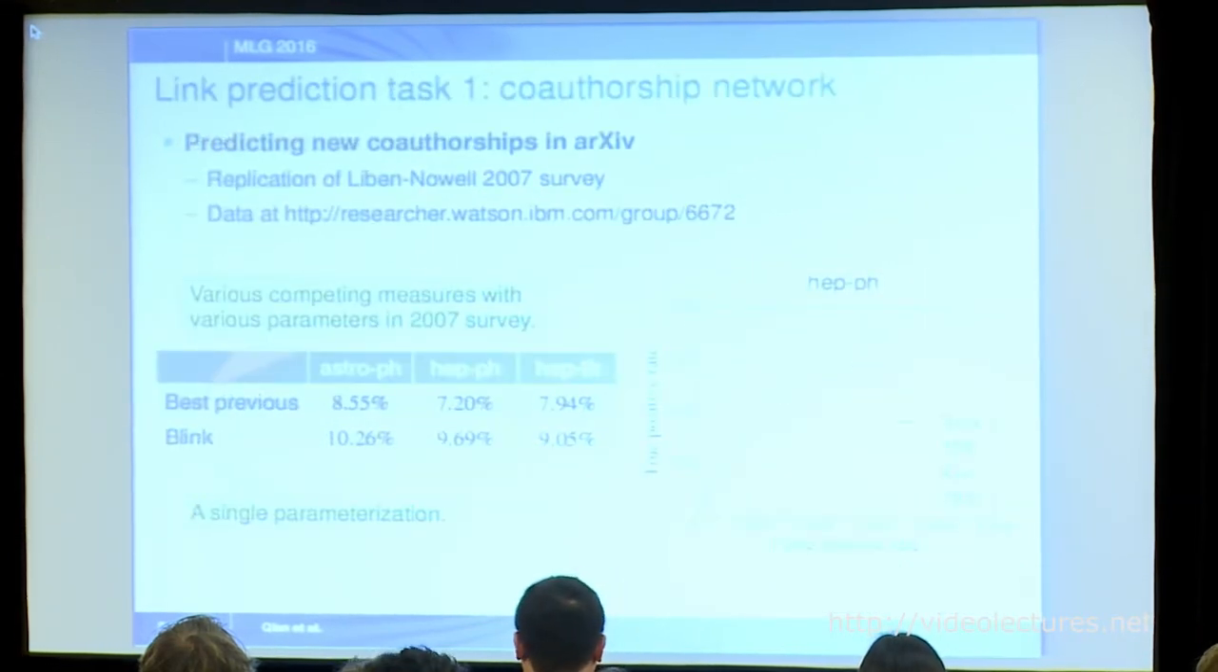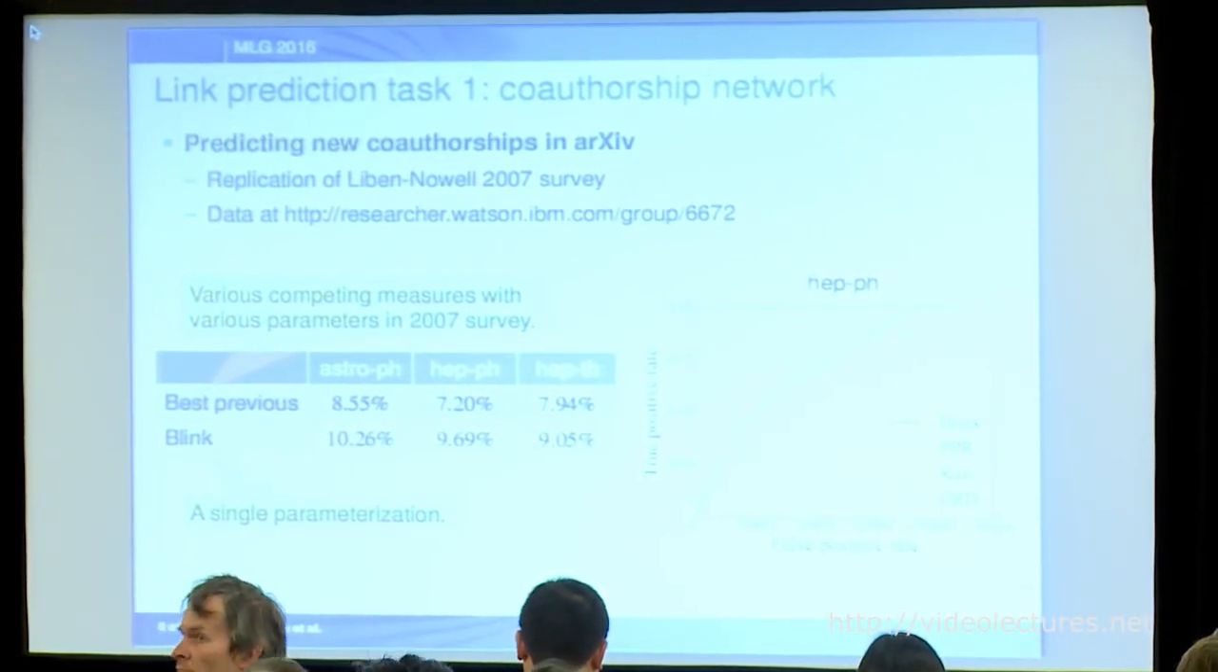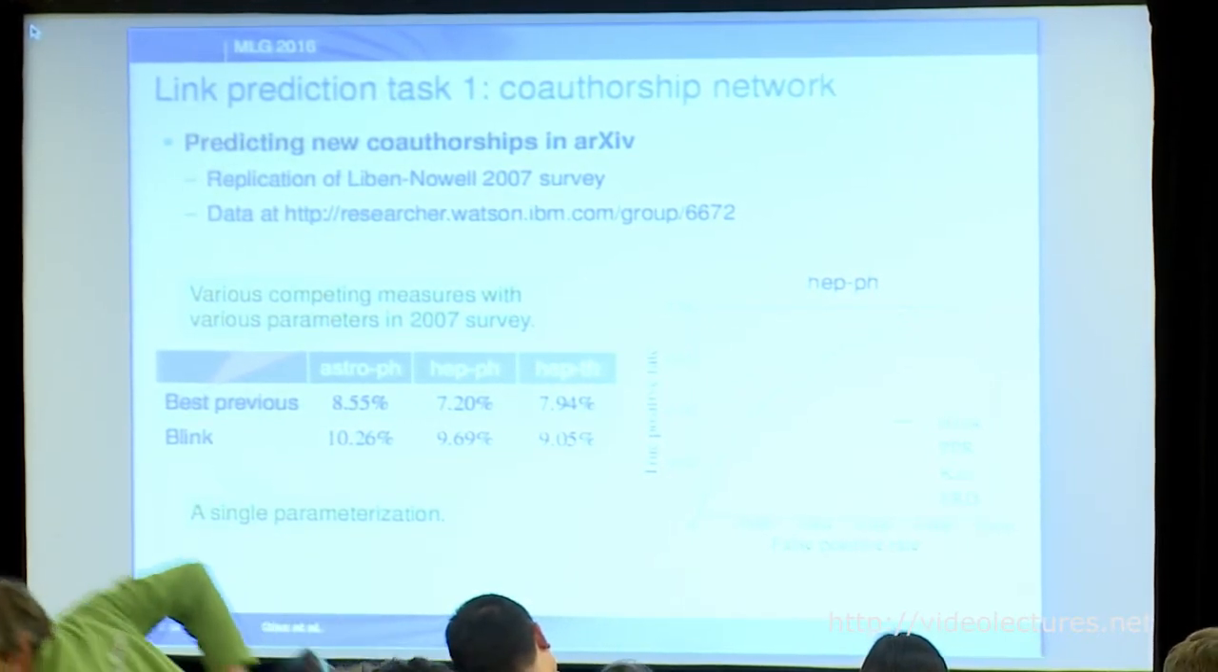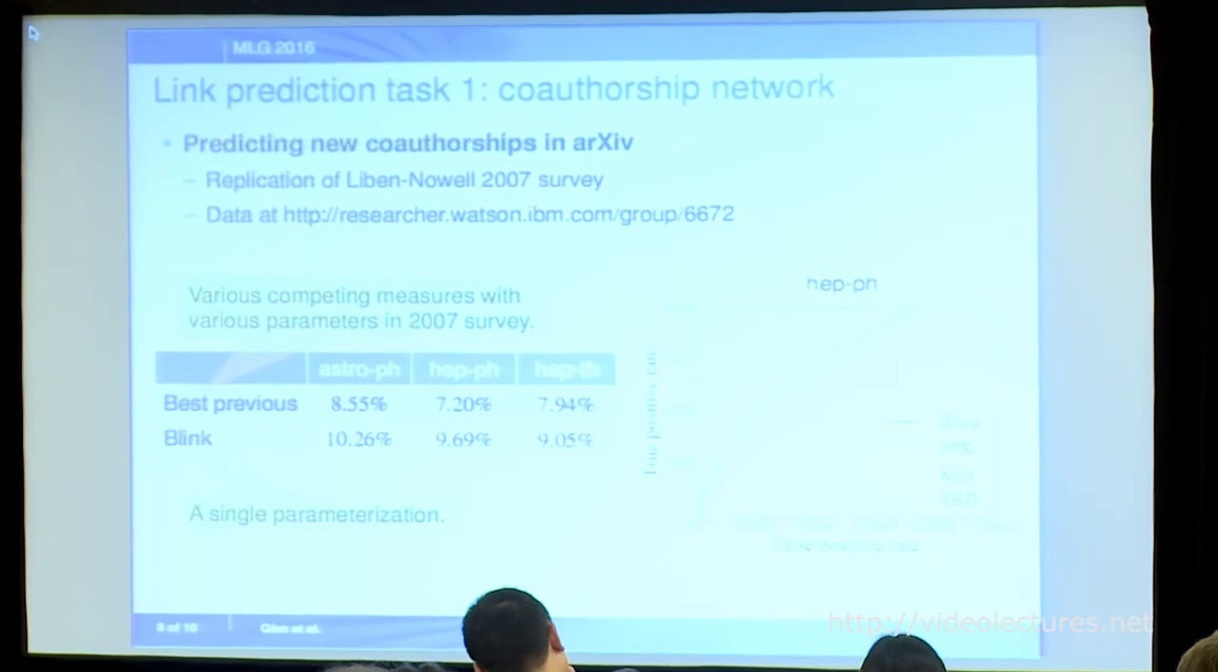So the first experiment we ran was a replication of the 2007 Liben-Nowell and Kleinberg survey, which was predicting new coauthorship relations in arXiv. We compare against the best results per graph, which come from different measures with different parameters, and we're able to outperform that with a single parameterization of the Blink model. These are ROC curves on one of the graphs.